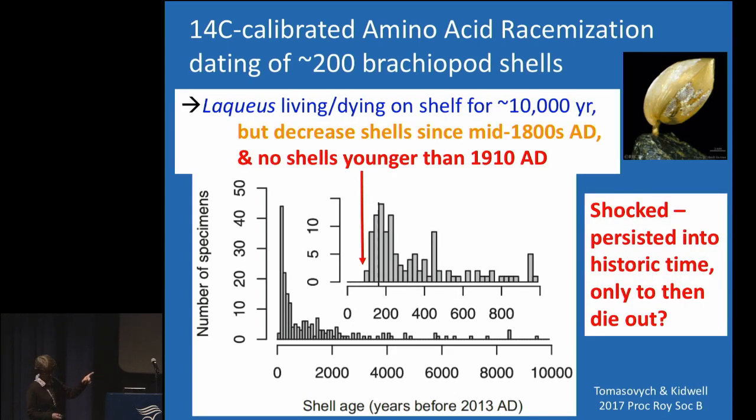But when we zero in and look more closely now at just the age frequency distribution of brachiopod shells from the last 1,000 years, we see that, in fact, they were most recently abundant almost 200 years ago, around the mid-1800s AD. And then, in fact, we have no shells that died more recently than 1910 AD. And so we were completely taken aback by this. We thought that they'd all probably died out 5,000 years ago or so. So we couldn't imagine they were extending up to the present. But if they did that, then why did they then die out?